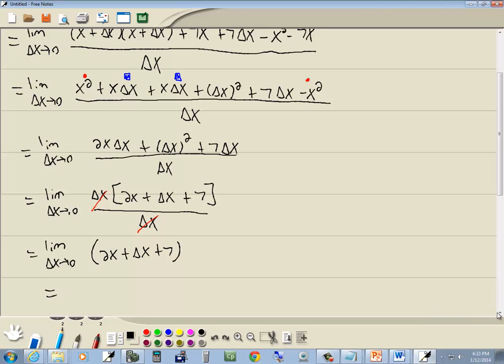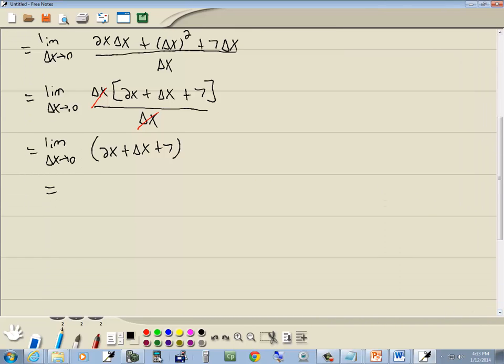Well, now we can plug in this value. We can do direct substitution. So we're going to put the 0 in for delta x. So we're going to have 2x plus 0 plus 7, which gives us 2x plus 7. And that's our answer.